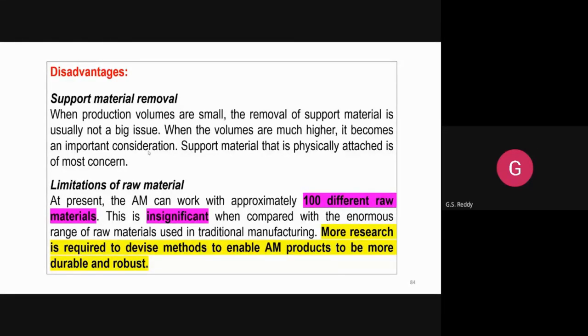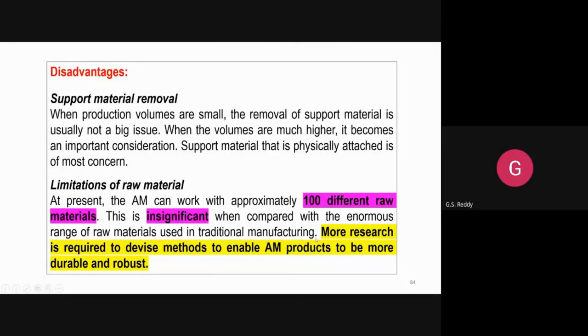Limitations of raw material: at present, AM can work with approximately 100 different raw materials. Yeah, that is true. The range of raw materials in the engineering industry is thousands, maybe lakhs. One lakh range of materials are available, let's say, maybe 10,000 range. But AM is, of course, still at a young age. So what the people are saying, 100 different raw materials is not a big thing. It's a very small thing. That means the availability of materials which can be used for AM is limited at the moment. So that is one disadvantage at this point of time.